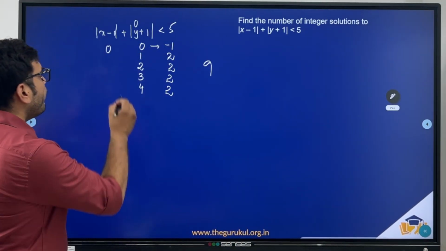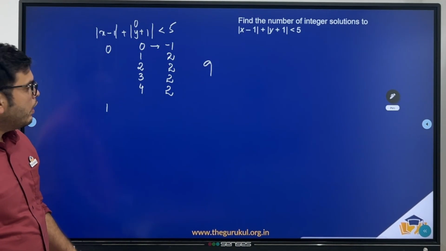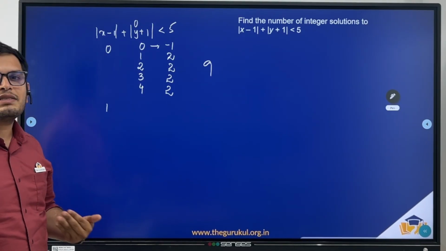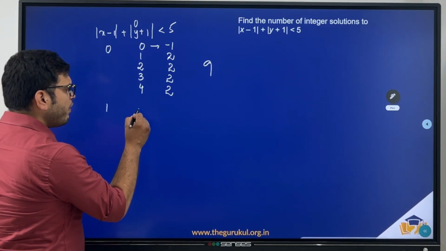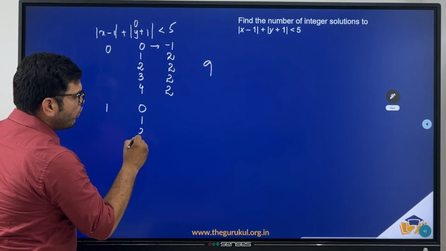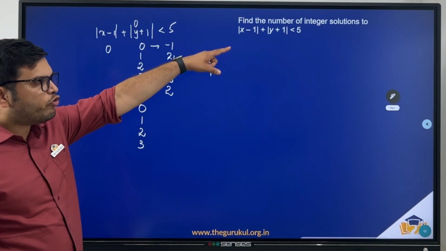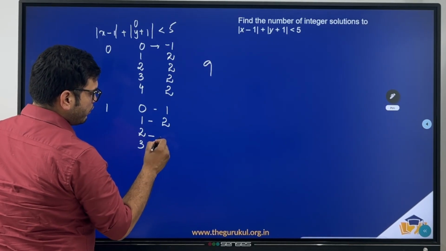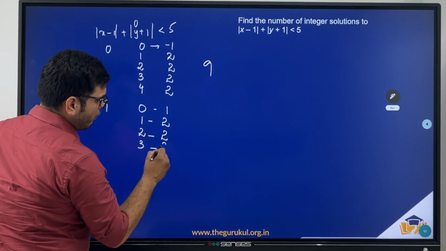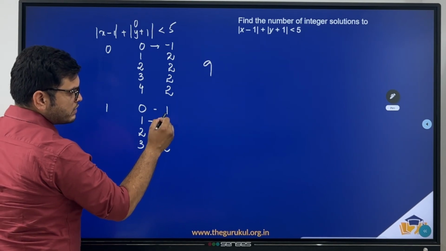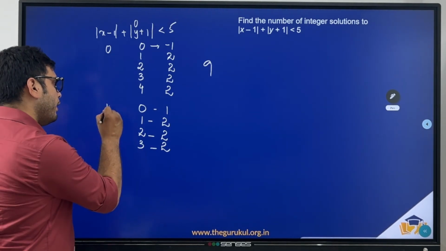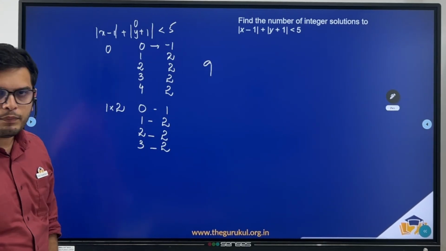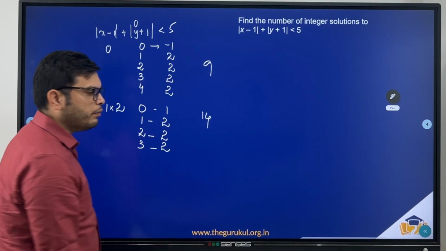Now when mod x minus 1 is 1, for this you again have two values: x can be 2 or x can be 0. Y can be 0 or 1 or 2 or 3. Y cannot be 4 because that has to be strictly less than 5. So you have one value here, for this you have 2, for this you have 2, for this you have 2. So in total, 6, 6 plus 1, 7. And again, there are two possible values of x for mod x minus 1 to be 1, so 2 into 7, 14.